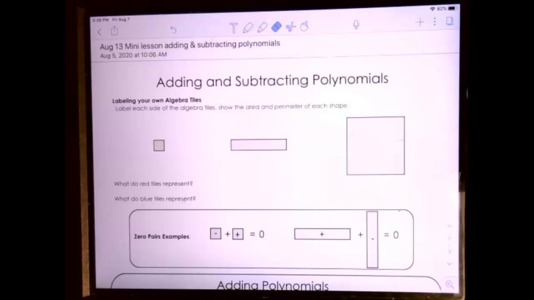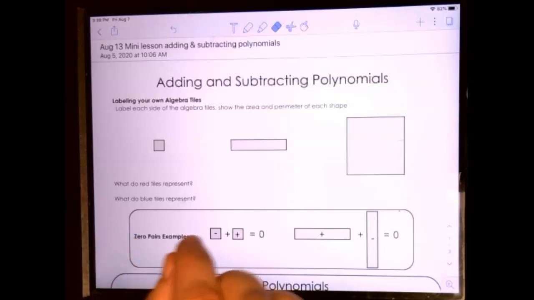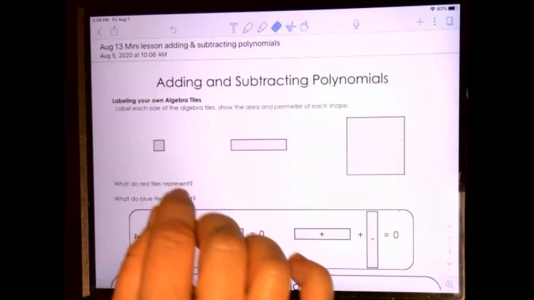Okay, so you should have already downloaded this document from your eClass page. If you have not already done that, then pause the video and do that before you continue, so that you can take notes and have that to follow when you're doing your work. Okay, I trust that you have it in front of you now.